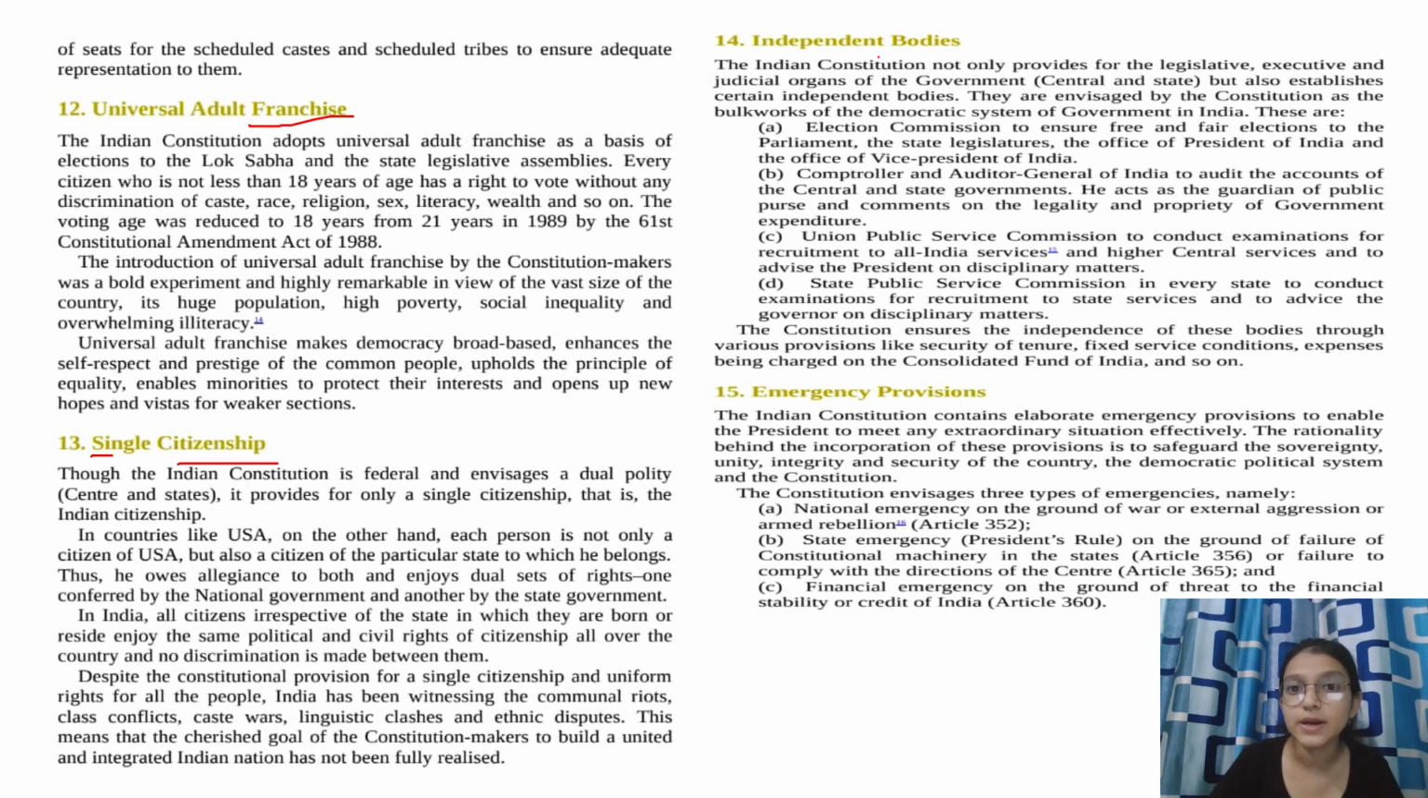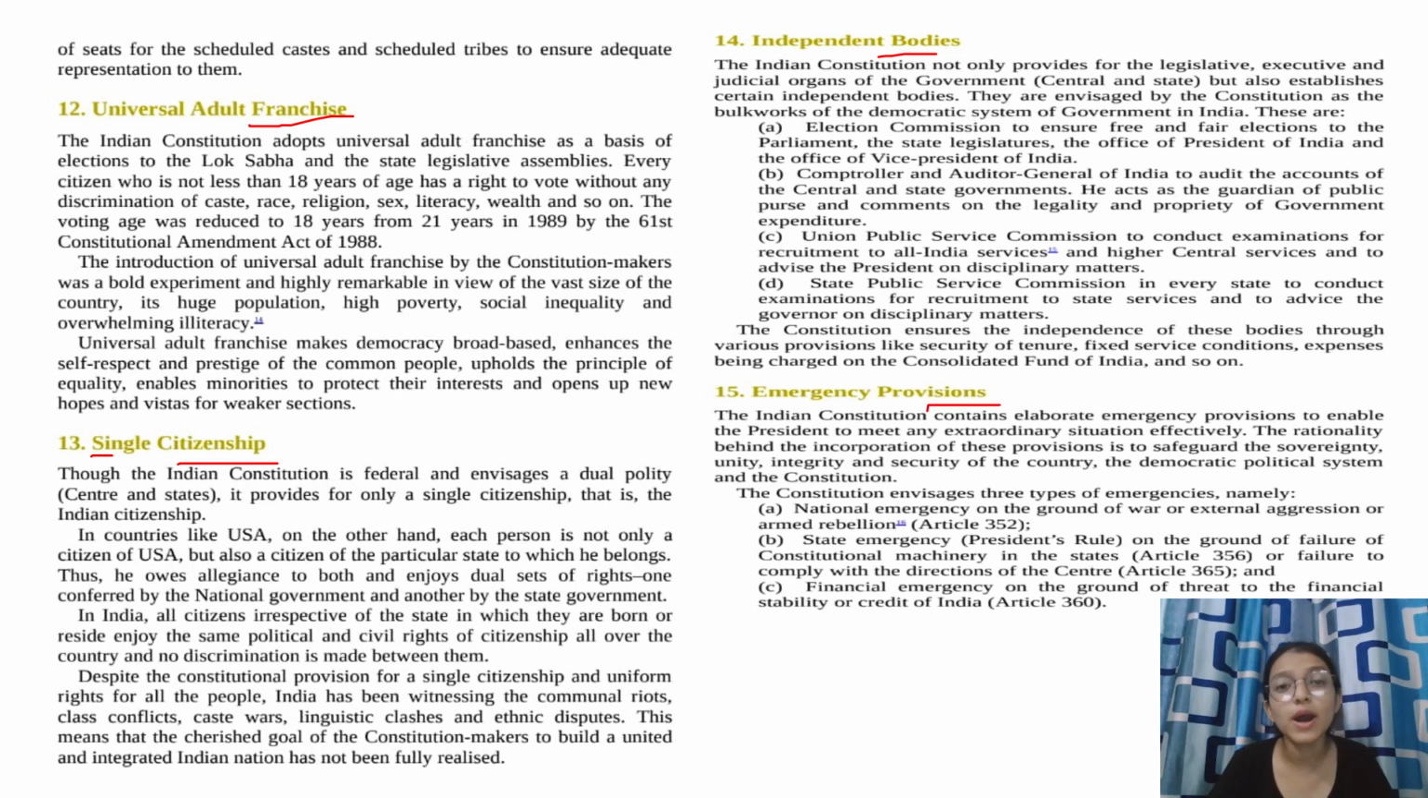Then we have independent bodies. For example, we have the UPSC Commission, we have the SPSC Commission. These are the independent bodies that the Indian Constitution has. Under the Indian Constitution, there is a provision for constitutional bodies and non-constitutional bodies. So these are also features that the Indian Constitution provides. Then we have emergency provisions.